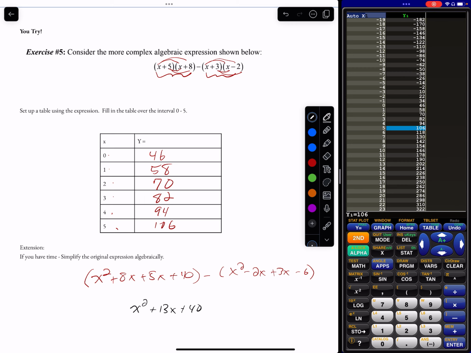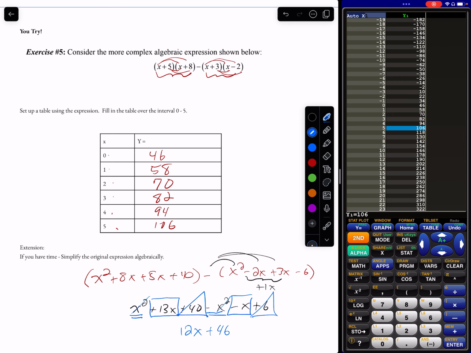And now here I'm going to make sure I distribute. So first I want to know this becomes plus 1x. And then this negative gets distributed all the way through. So minus x squared. And then I've got minus x. And then I've got a plus 6. So if I were to simplify here, I've got x squared minus x squared, that becomes 0, that goes away. And then I've got plus 13x, and then I've got minus x, so I've got 12x. And then last but not least, I've got 40, and I've got positive 6, so that's plus 46.